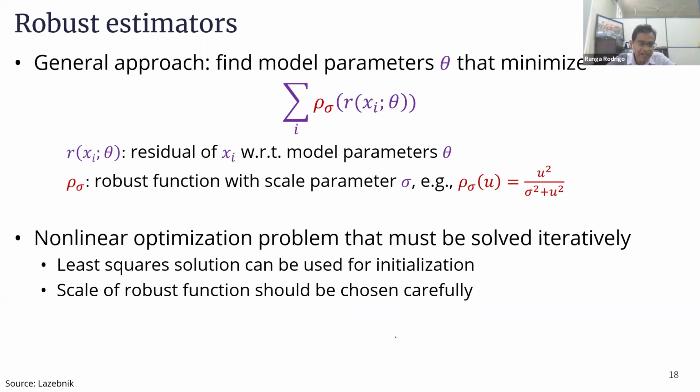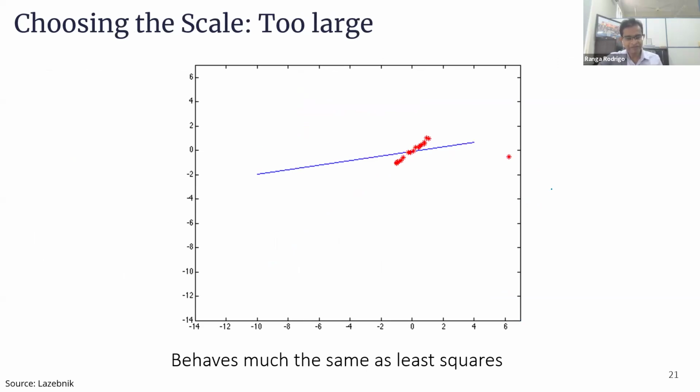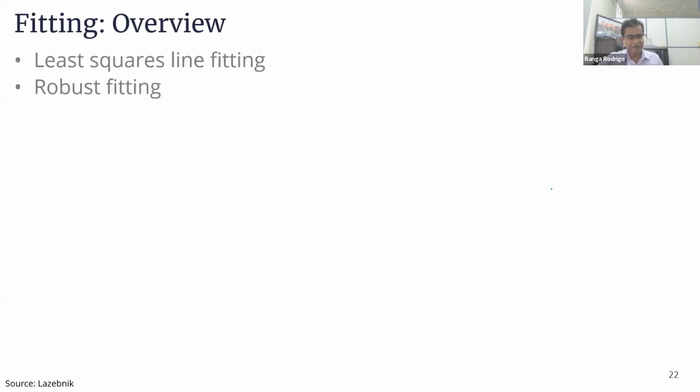It is a nonlinear optimization problem that must be solved iteratively. A least squares solution can be used for initialization. The scale of the robust function should be chosen carefully. So there are problems: the scale of the robustifying function has to be chosen, and it has to go through an iterative process because now the nonlinearity is there. But the effect of outliers is minimized, not totally gone. So robust fitting is okay, but sometimes that is still not sufficient.